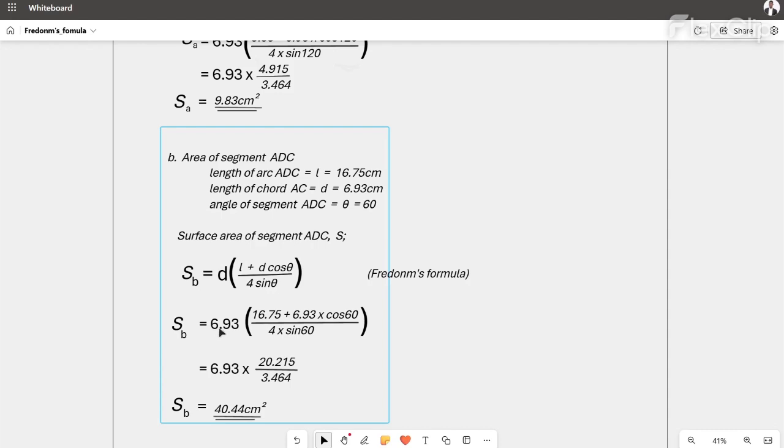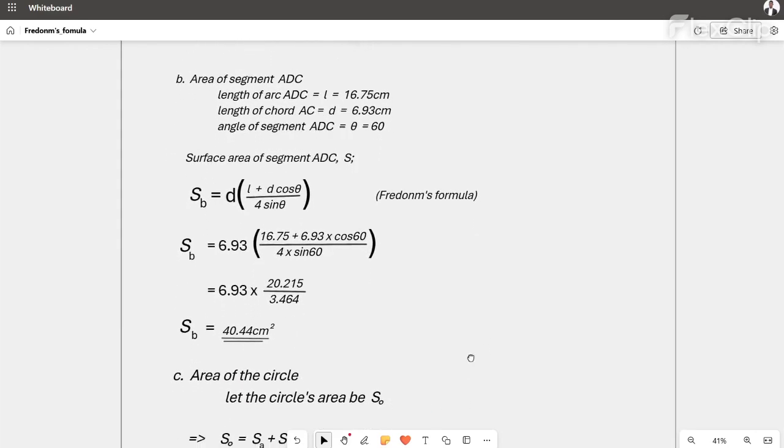SB is equal to 6.93 times open bracket 16.75 plus 6.93 times cos 60 all over 4 times sine 60. So if you do the math, we will have 6.93 times the numerator part of this equation will give you 20.215 if you use a calculator, and the denominator part will give you 3.464. So SB is equal to 40.44 centimeter square, which is the area of the major segment.